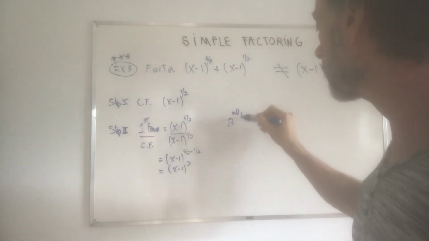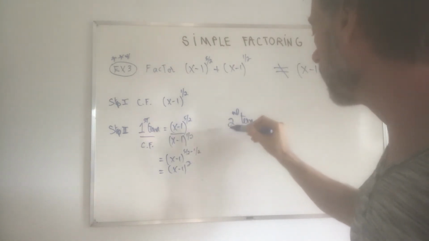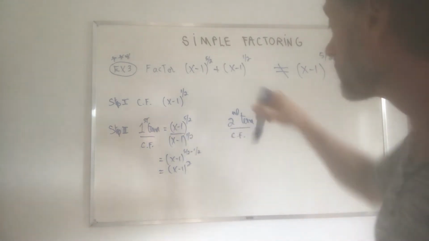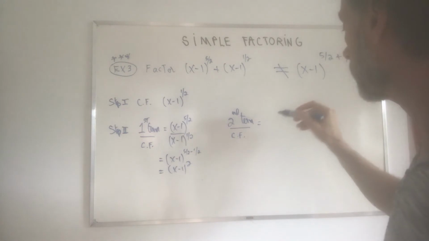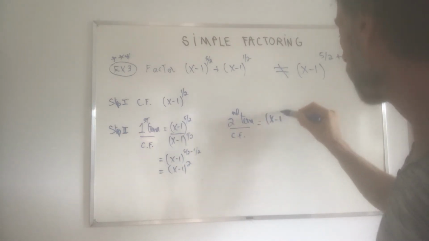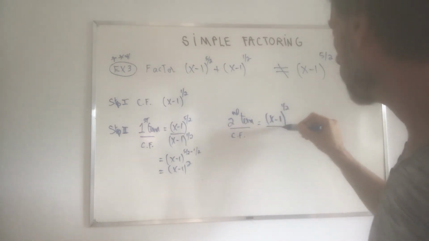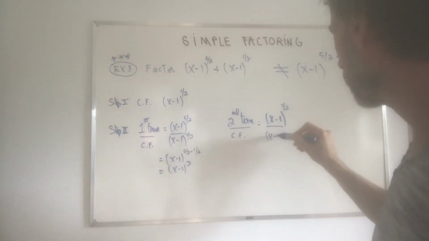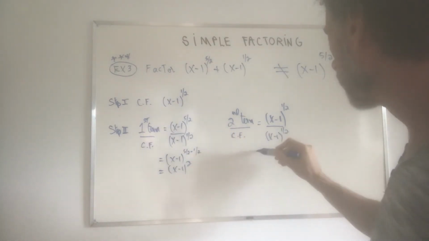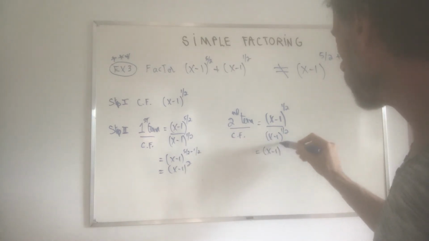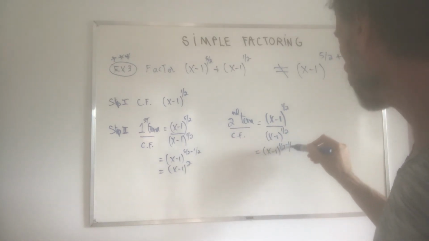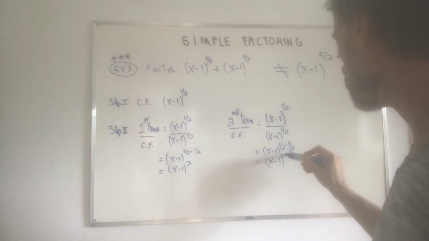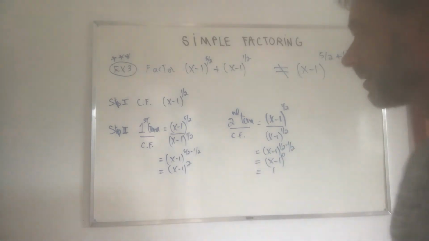Second term divided by the common factor will yield, what's my second term? It's x minus 1 to the 1/2, divided by my common factor, what we found in step 1 also, x minus 1 to the 1/2. Again, rules of exponents, x minus 1 to the 1/2 minus 1/2, which is 0. So x minus 1 to the 0, which is 1.